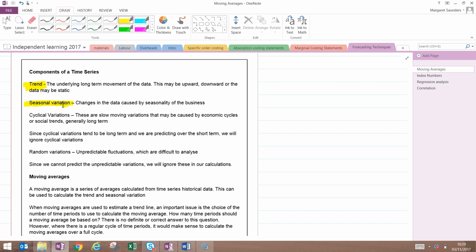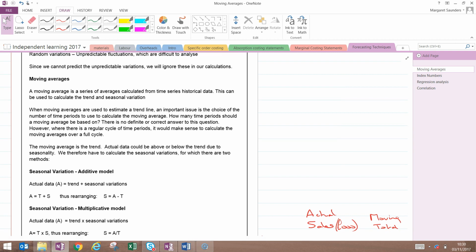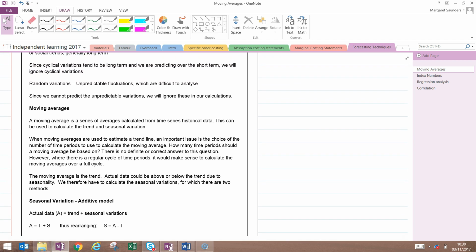So we're really going to be concentrating on trying to identify any trend in our data. We're going to look to identify seasonal variations in the data and then we can use those to forecast into the future for our budget preparation. The way in which we identify a trend is by calculating moving averages. And we'll look at how that is done in just a minute.